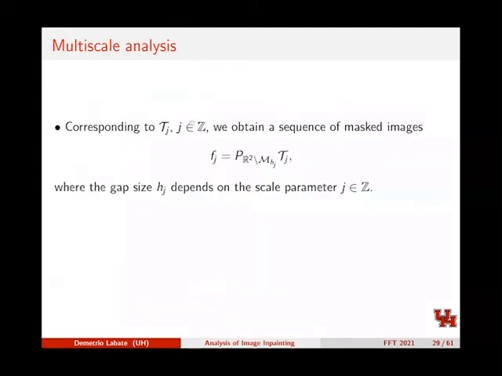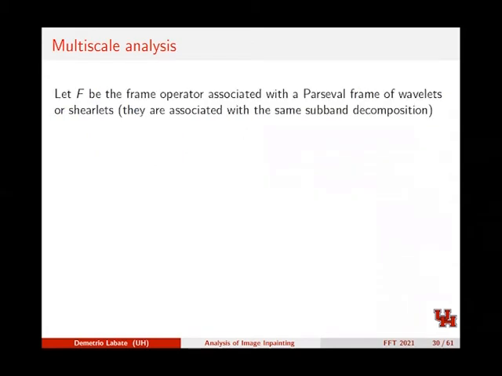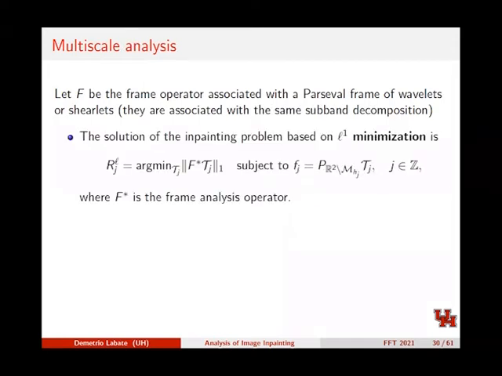Now, corresponding to tau j, we obtain in the space domain a sequence of masked images. This is how the image to be inpainted will look, scale by scale: the projection of tau j into this subspace of L2. The gap size will now be a function of j. And according to the general strategy that I announced, we will apply two methods to recover the unmasked image, one using L1 minimization and one using thresholding. Together with that, I need to choose an appropriate frame operator for the decomposition, and those will consist either of wavelets or shearlets.